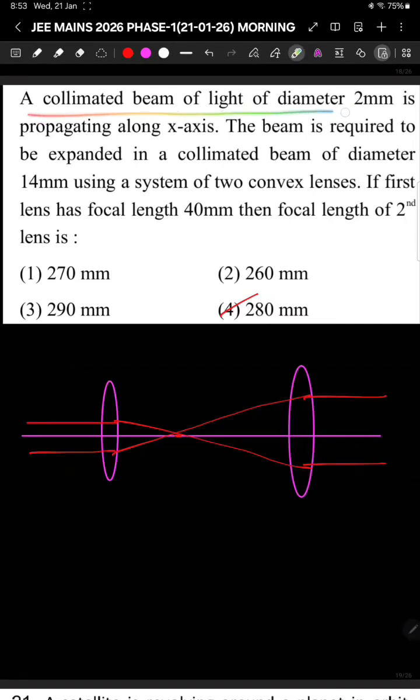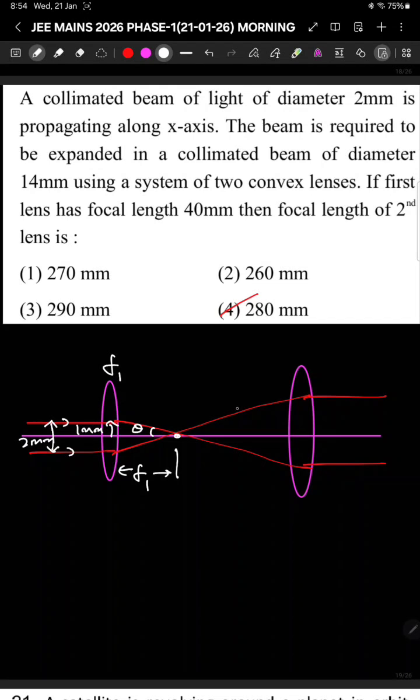A collimated beam of light of diameter 2 millimeters is propagating along the x-axis. So this was the collimated beam propagating along the x-axis with a diameter of 2 millimeters. That means the radius becomes 1 millimeter. Let us take this angle theta. When this parallel beam is incident, it will definitely converge at the focus. So this was the focal length of the left side lens.